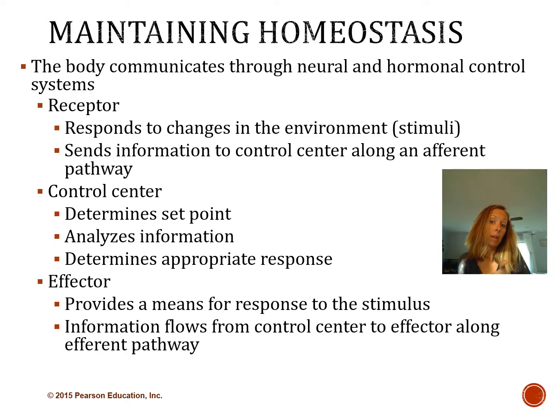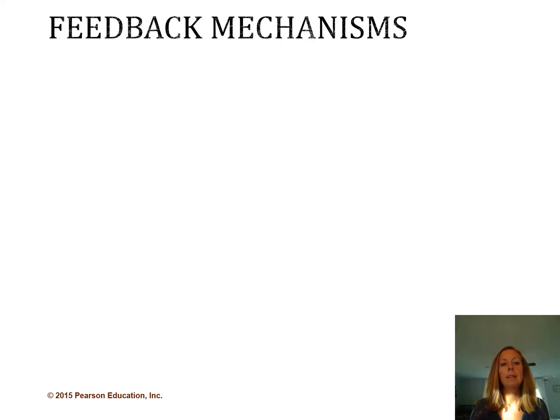So it could be an organ where it releases more hormones. It could be a muscle where it makes you move your hand. So it's going to provide the means of a response to the stimulus. So its information is going to flow down the efferent pathway. So we have afferent pathway to control center, efferent pathway to response. Okay, that's what I talked about last slide. This is just written so that you can see it easier.